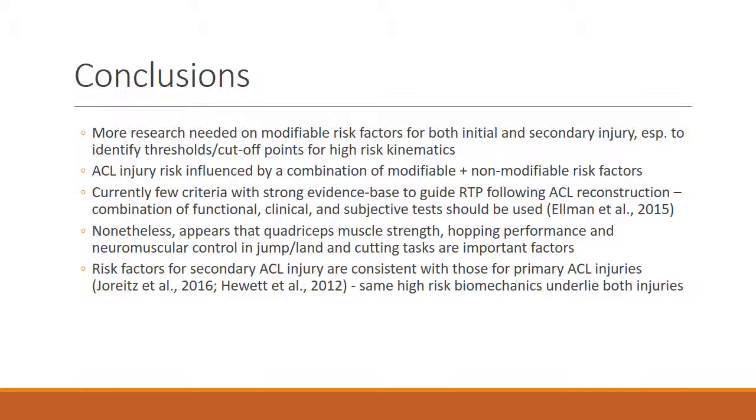And it definitely does appear too that the risk factors for initial and secondary injury are the same. So it's the same sort of biomechanics and the same weaknesses that may predispose injury to both. So it's important that we recognise that it's common to both sides, and the things we can be looking for in return to play are the same as what we can be looking for in preventing injury in the first place too.